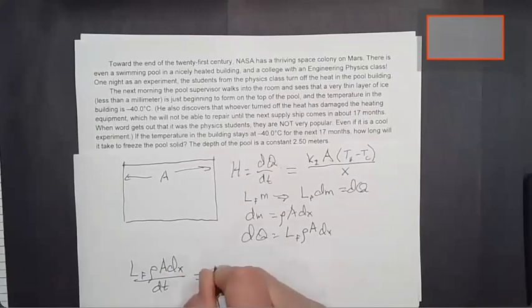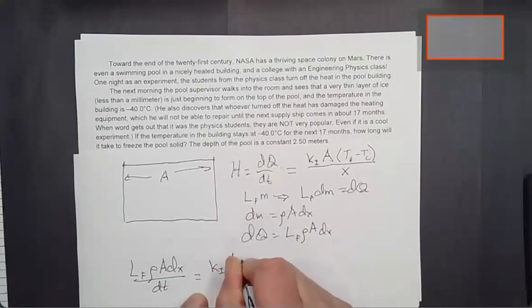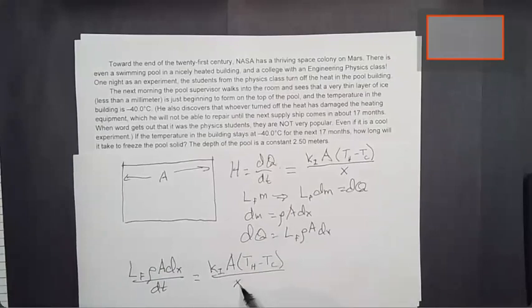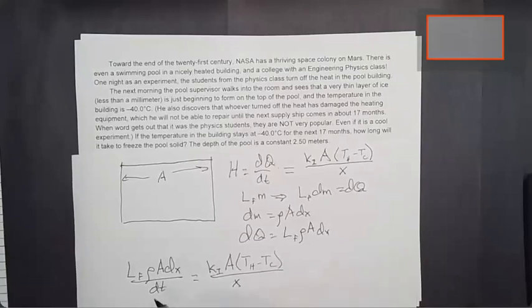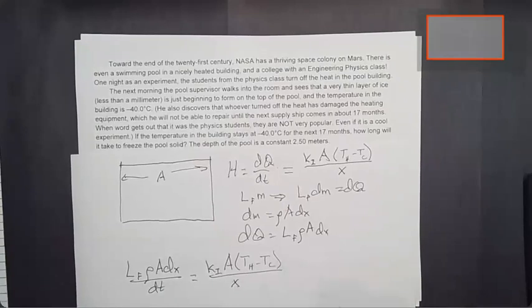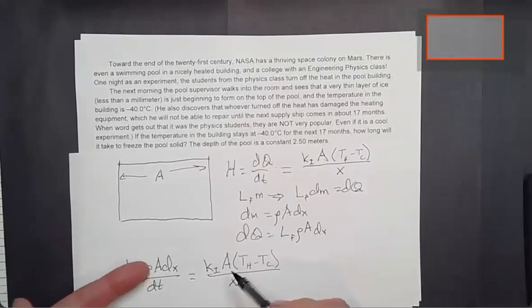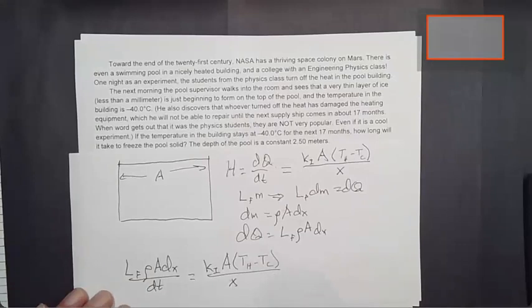And that'll equal K_I times the area times the temperature difference divided by the thickness of the ice. At first, this is going to be very small, but you'd be looking at this in the limit as x goes to 0 and dt goes to 0, but we're going to cross multiply here anyway to get rid of that. And I've got areas on both sides, so I can divide those out first thing.